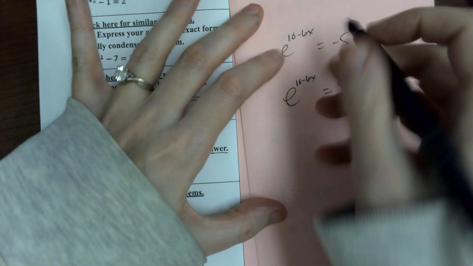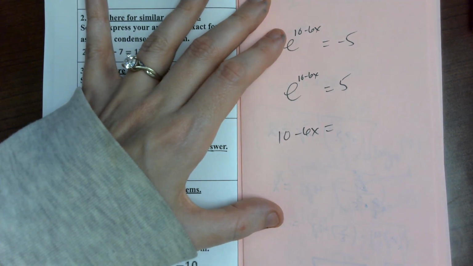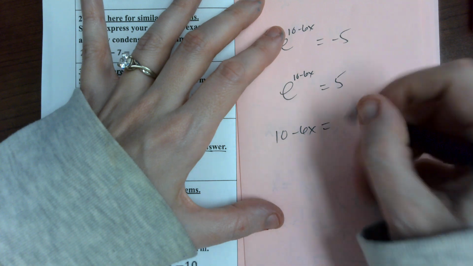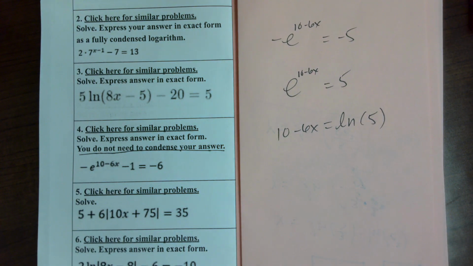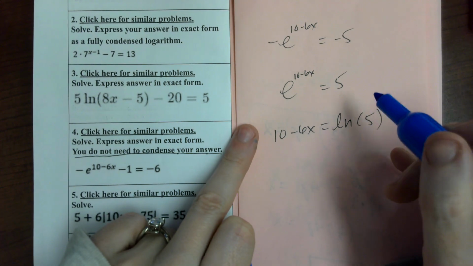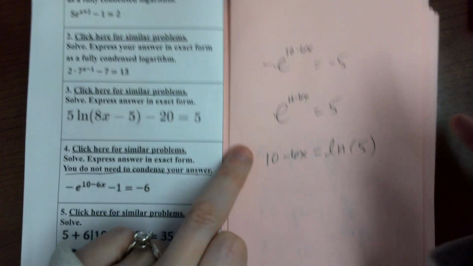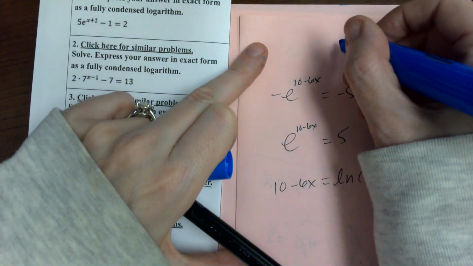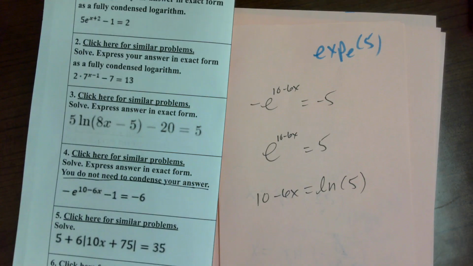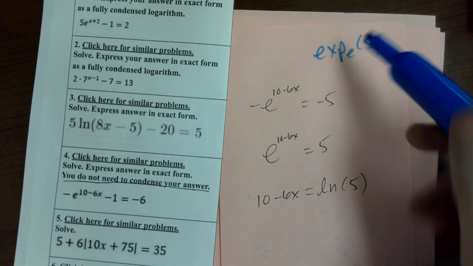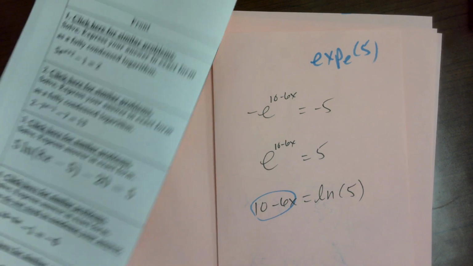So what is the exponent? The exponent is 10 minus 6x. So I'll write it down. And then I'm going to say to myself, this is the natural log of 5. Now let me break that down real quick. If you don't know how I got that, in my head I said, this is the exponent on base e to get 5. I just thought that through in my head. That's what this binomial is: the exponent on base e to get 5.